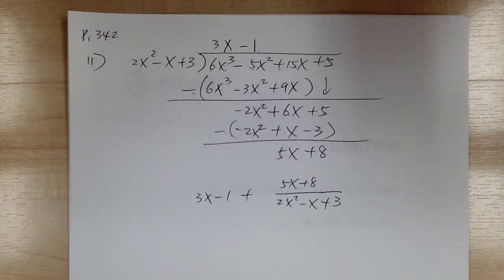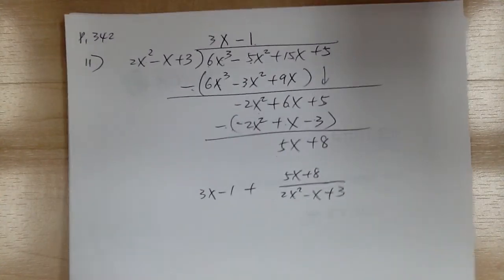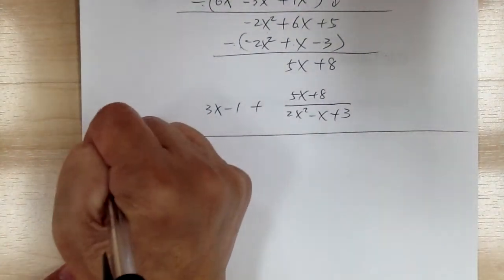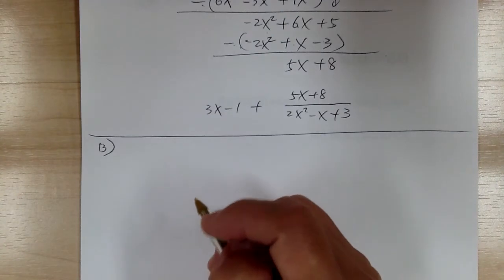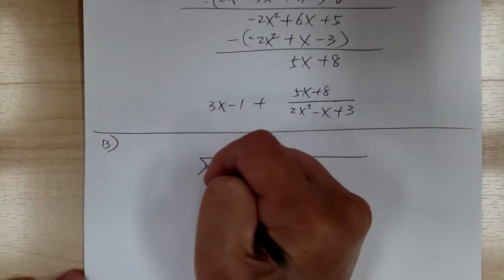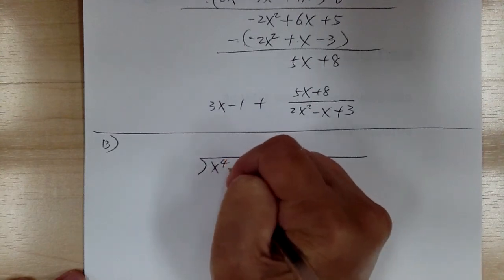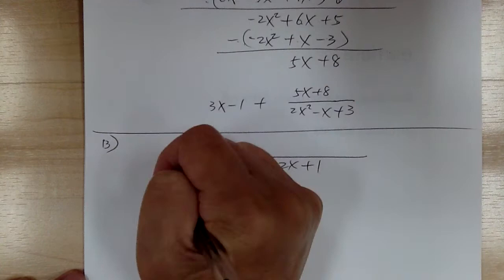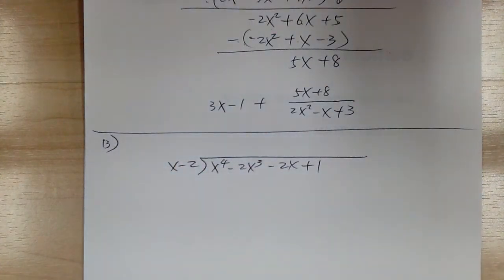Okay, let's go to the next one. Let's go to number 13. Okay, so you can arrange everything in order. So x to the 4 minus 2x to the 3 minus 2x plus 1 divided by x minus 2.